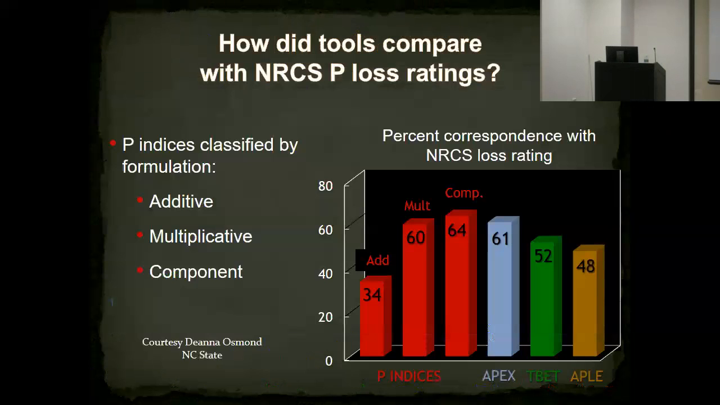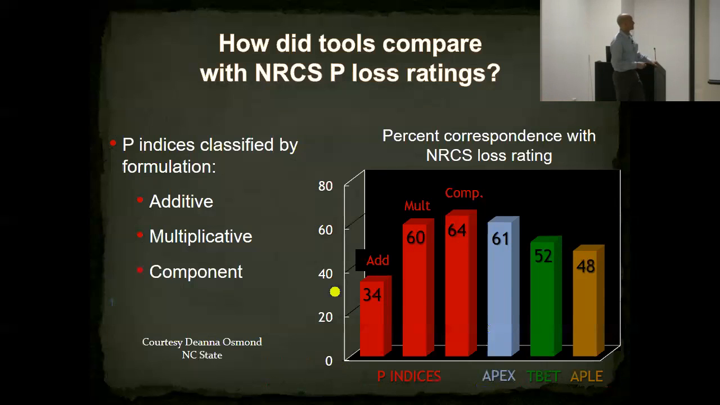So if we tie this all together, this is the percent correspondence with the NRCS loss rating. So here's the Apple model, the TBET model, like we said before, similar. Apex is even more complex to use than TBET. Now, the phosphorus indices have three general formulations. One is additive, like the original Kentucky index, where you just have these different parameters, you add them up together, and you come up with a number. But it's missing interaction terms.